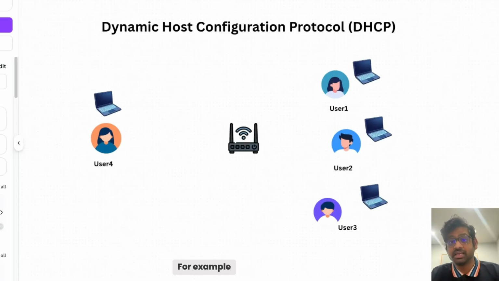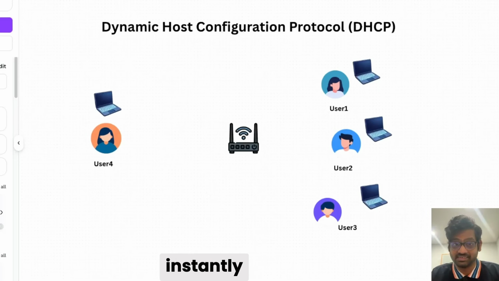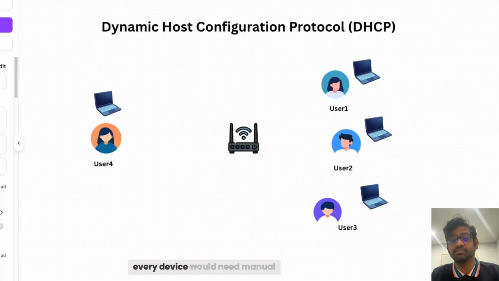For example, in a school Wi-Fi network, when a student turns on a laptop or mobile phone, the device sends a request to the DHCP server asking for an IP address. The server responds with an available IP and other necessary network details, allowing the device to access the internet instantly. Without DHCP, every device would need manual configuration, which can be tedious and prone to errors.